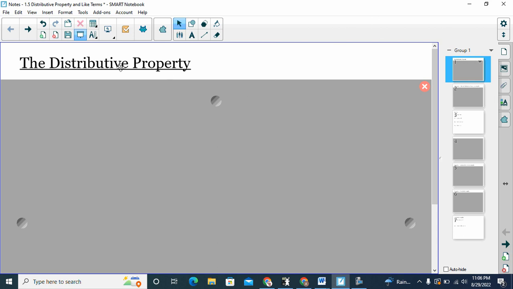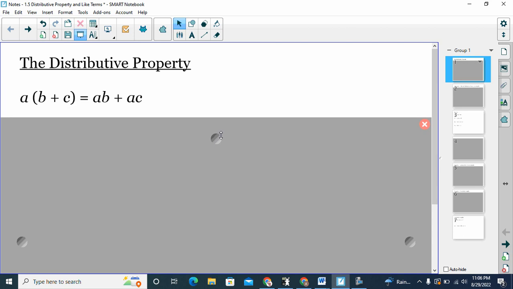So the distributive property looks like this. It says A times the quantity B plus C. If something's in parentheses, we say the quantity. So A times parentheses B plus C is equal to AB. Remember, if there's two variables next to each other or a number and a variable with no symbol in between, that means multiplication. So A times B plus A times C. So again, A times the quantity B plus C equals A times B plus A times C.